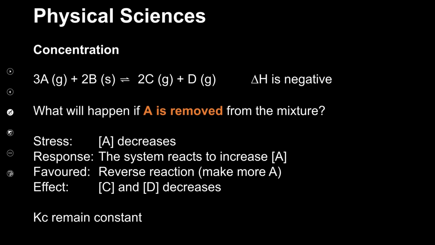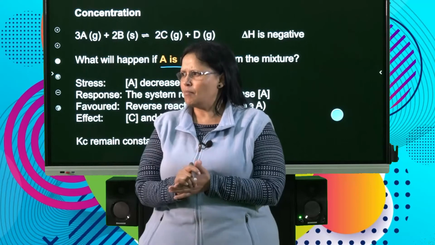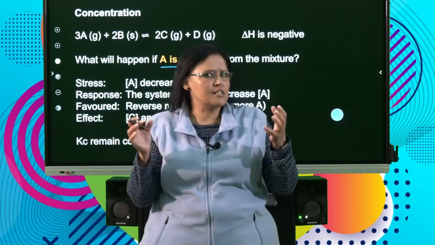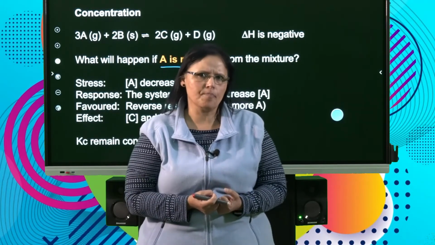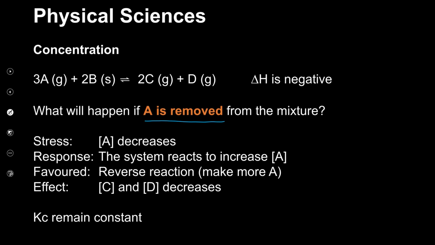What will happen if A is removed? Now, when we use the words A is removed, it doesn't mean that there's no more A. It just means that we take some of A out of the system. So what will happen? Firstly, your stress is a decrease in the concentration of A. That means the system, to reinstate the equilibrium, will have to make more A. The system will react and try to increase it.